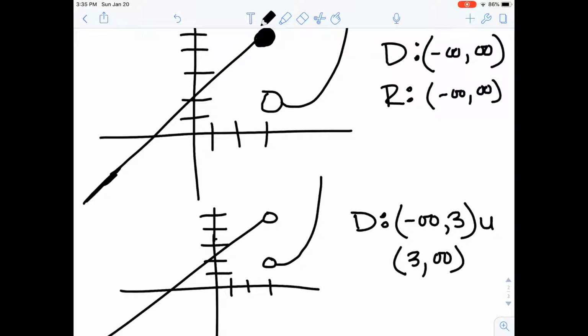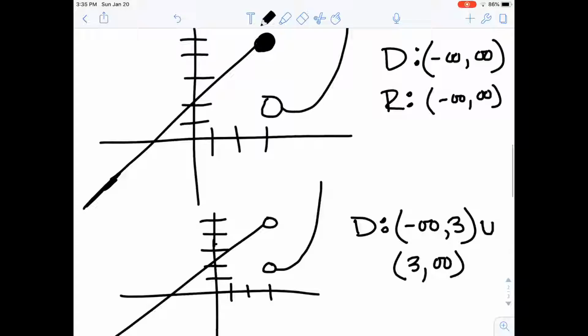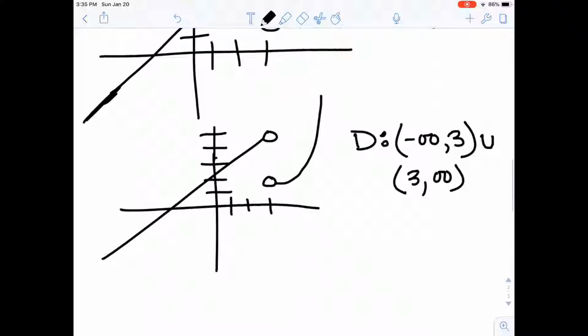Because there's an open hole, you would have a U in between. It wouldn't look like the one before. The reason the one before was from negative infinity to positive infinity is because at x equals 3, one of the dots was filled in, so it existed at that point. At this one, you had 2 open dots, so it doesn't exist at x equals 3.